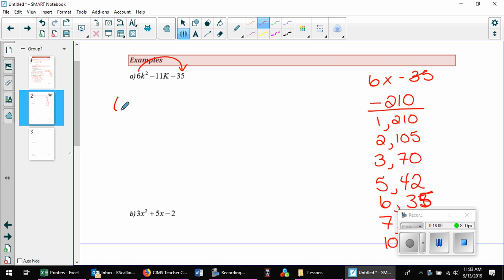Okay, so 6k squared stays the same. And what do you want to put up first? The 10? Okay. Minus 35, we keep it. Again, I'm just changing the look, I'm not changing the value.